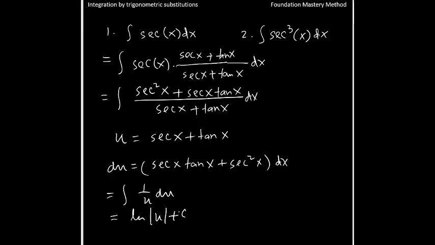So we know the integral of 1 over u is natural log of u plus a constant. And what is our u? Natural log of secant x plus tangent x plus a constant. We are done. Now we'll go to the second one.